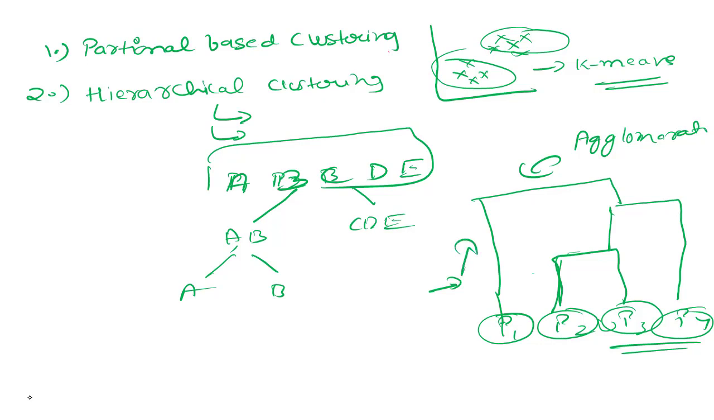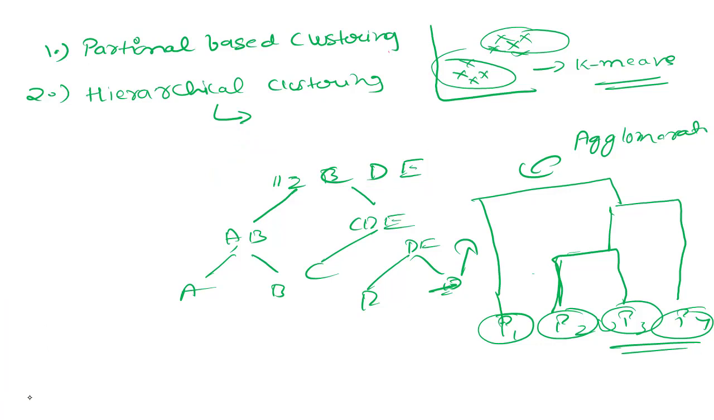Now we divide our C, then we have D, E. Now we divide our D and E. Now this is our divisive. So we divide our whole cluster into different groups which are closest to each other. We will study this in detail in our next subsection, where we will be talking about hierarchical clustering.